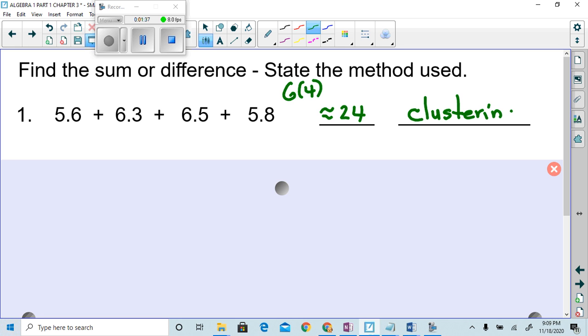What if you decided to round? If I rounded, I'd get 6 plus 6 plus 7 plus 6. And you'll see that my approximation there would be 25 when I was doing some rounding.